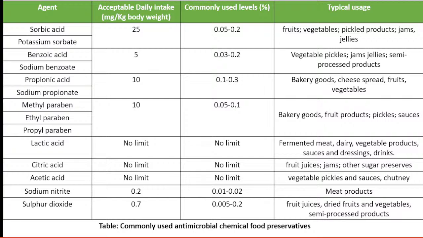Then there are some acids like lactic acid, citric acid and acetic acid. These acids have no limits. They can be used only up to the acceptable taste level. Lactic acid is used in fermented meat, dairy and vegetable products, sauces and dressings, drinks, etc. Citric acid is used in fruit juices, jams and other sugar preserves. Then acetic acid is used in pickles and sauces, chutneys, etc.